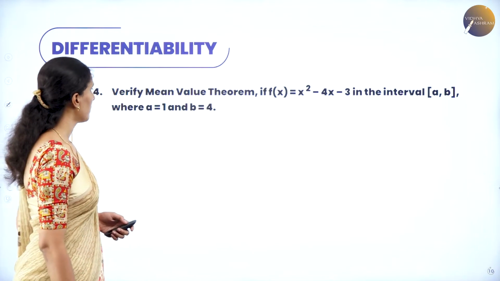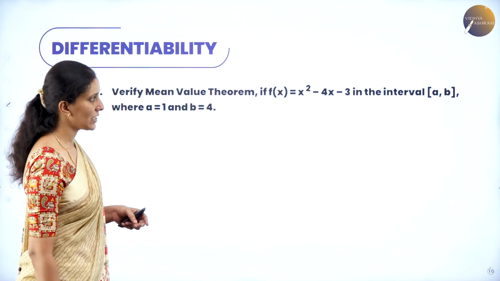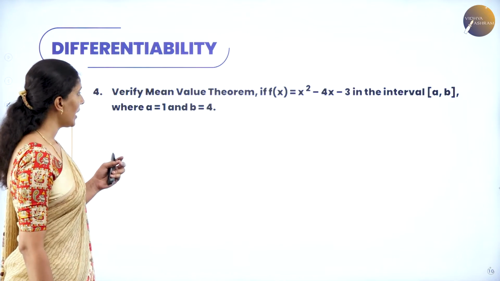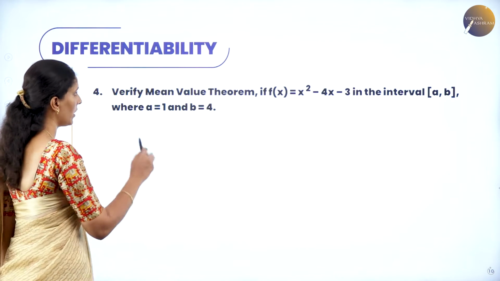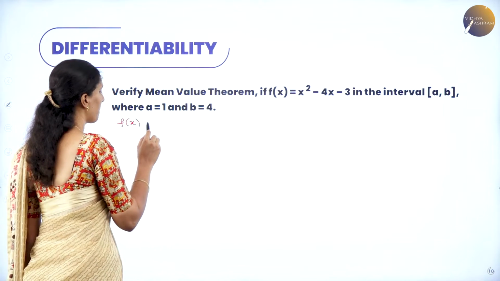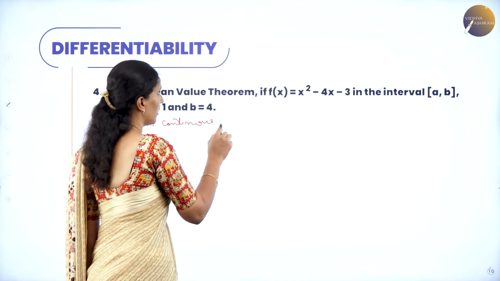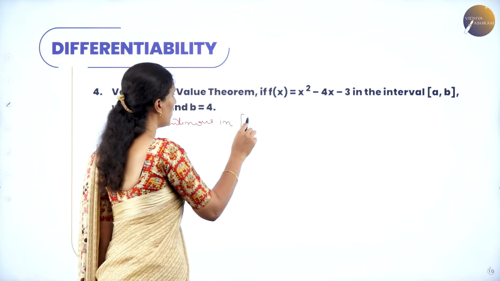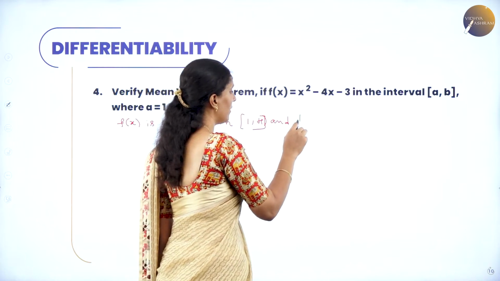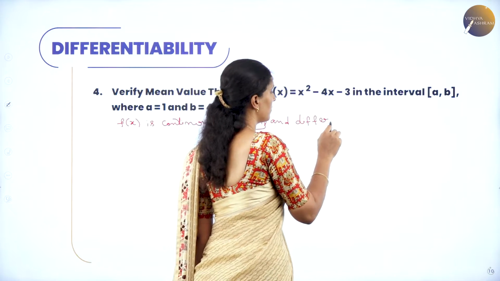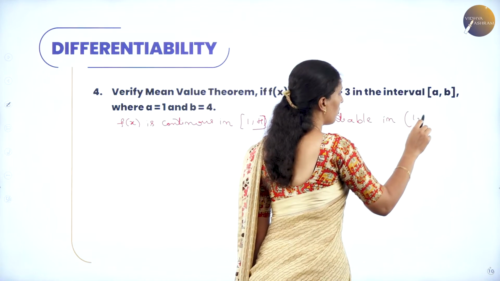Next question. Verify mean value theorem if f of x is equal to x square minus 4x minus 3 in the interval a comma b where a is equal to 1 and b is equal to 4. Again it's a polynomial function. So therefore f of x is continuous in the interval 1 comma 4, so it's a closed interval, and differentiable in the open interval 1 comma 4.